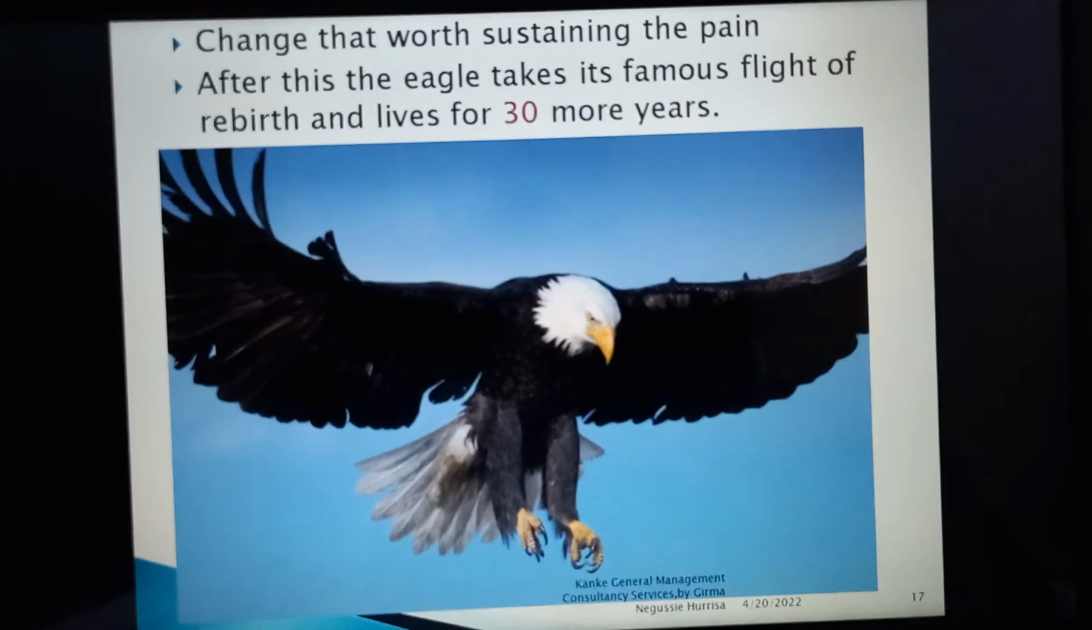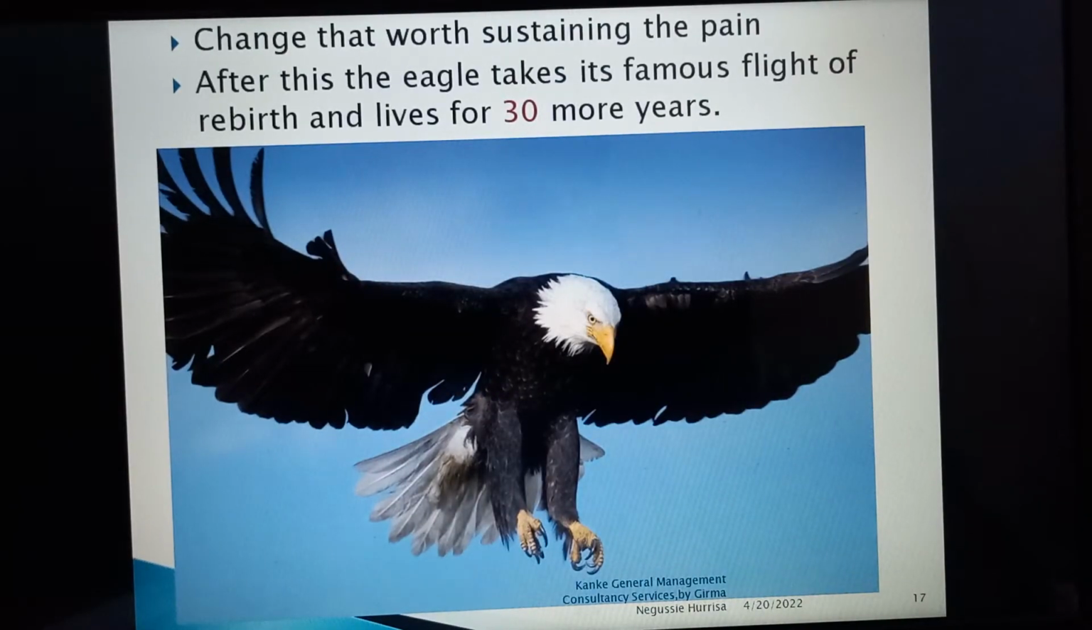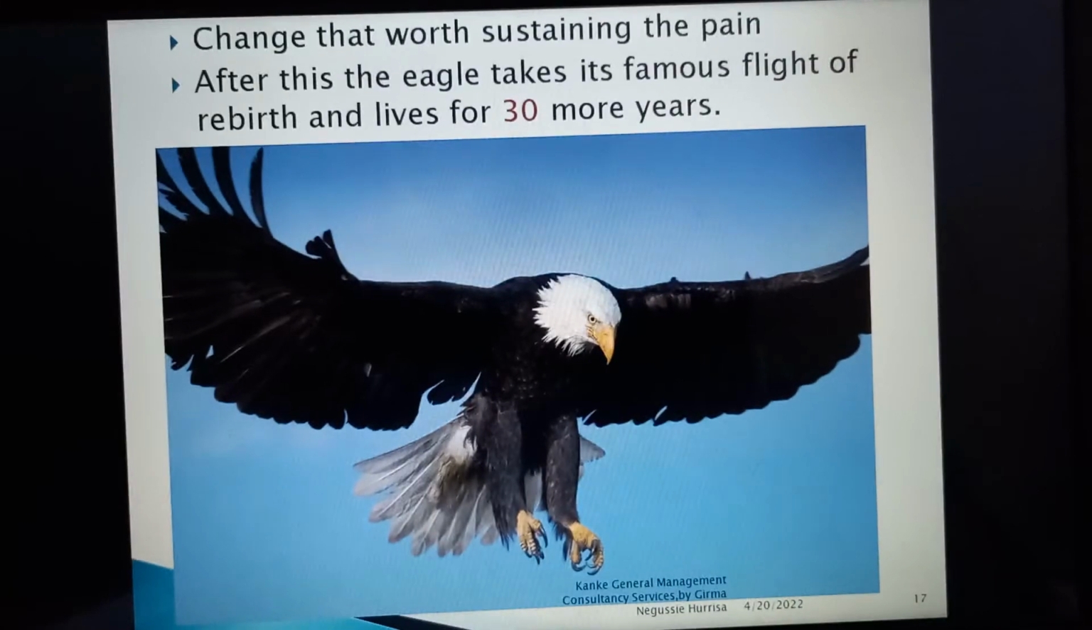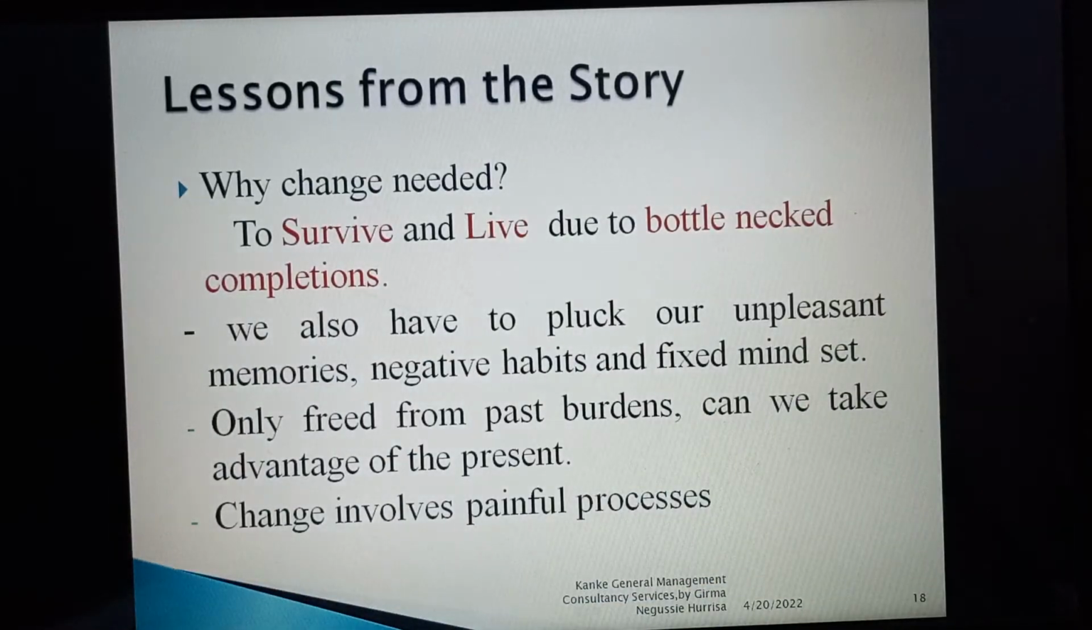So it will start with the strings with rebirths. Previously we said 14 years. Now the eagle has just added 13 more years. Lesson from the story. What do you learn from this story? Here we learn that change is inevitable.